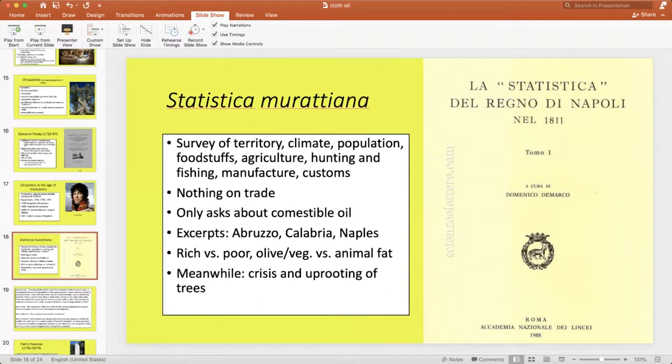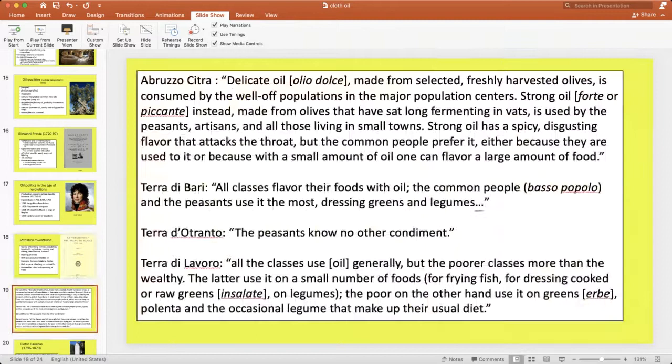It didn't talk about trade, and there was no olive oil trade outside of the continent, as I mentioned. And interestingly, it focuses specifically on comestible oil. It doesn't talk about its use for other purposes. But in that, it gives us really interesting insight into who was consuming oil, how, what qualities, and so on. And so I want to share with you a few excerpts from that.